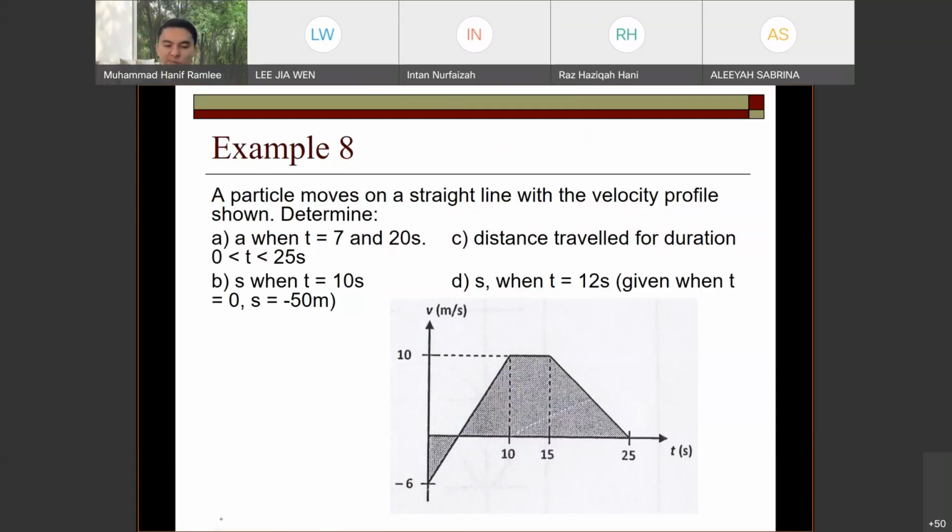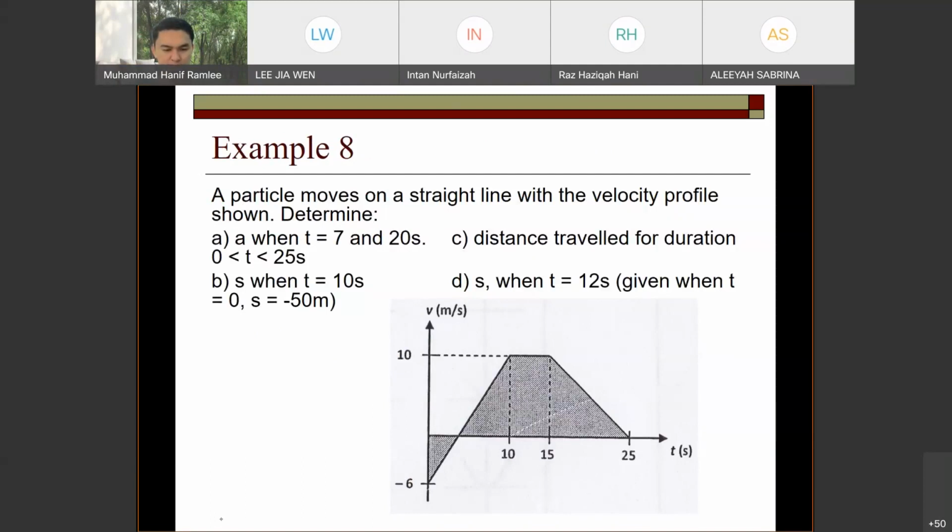A particle moves on a straight line with the velocity profile shown. The graph is given there, and you have to find the acceleration when t equal to 7 and 20 seconds.